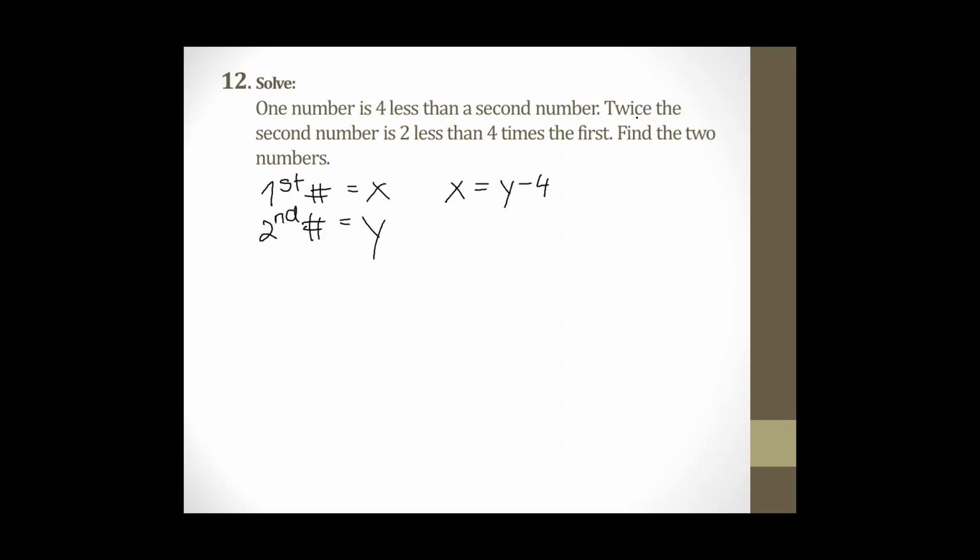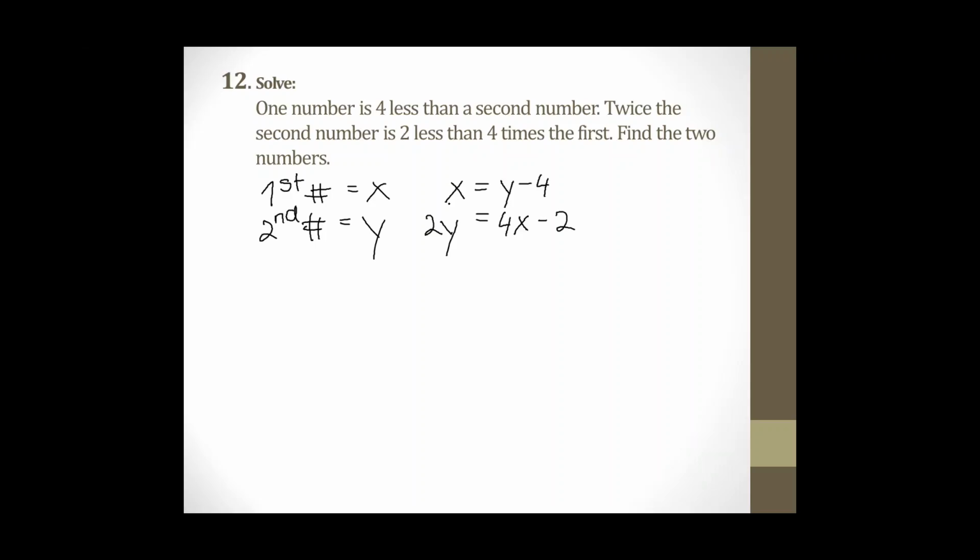And if I read my second sentence, I have another statement that says twice the second number. That means nothing else than two times my second number is two less than four times the first. So four times the first number, that was X, minus two, two less. Whenever you hear two less, three more, you should always write it at the end so you don't mess up your sign.